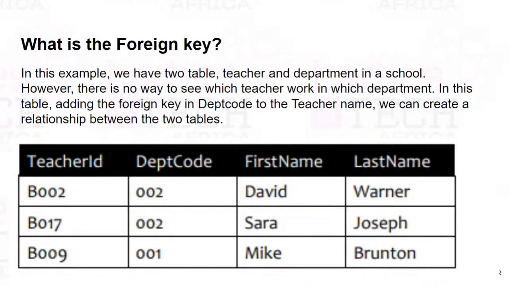So now that takes me to what foreign key is. In this example, we have two tables, teacher and department in a school. However, there is no way to see which teacher works in which department in this table. By adding the foreign key, the department code, to the teacher's table, we can create a relationship between the two tables. Now we have teacher ID, department code, first name, and last name here. Look at this table very well.